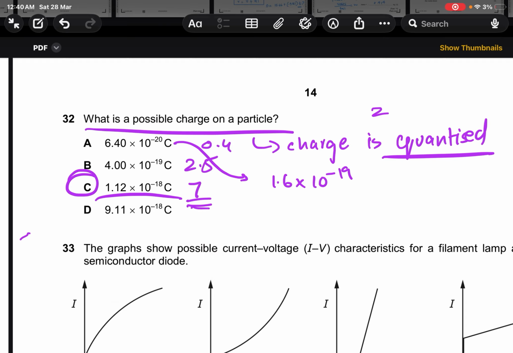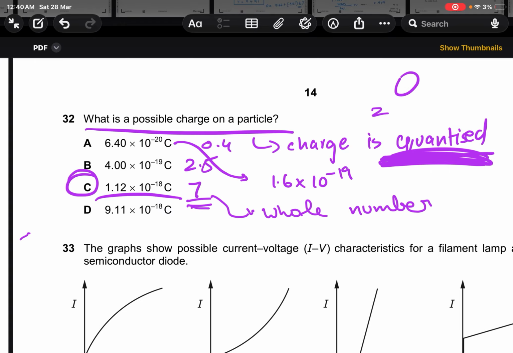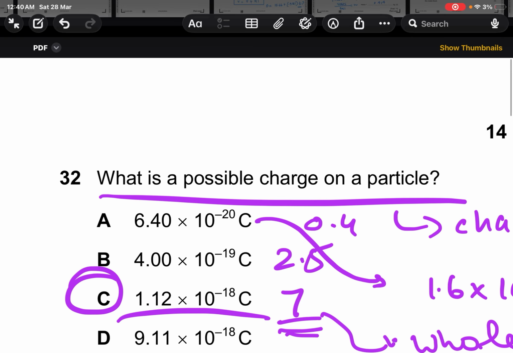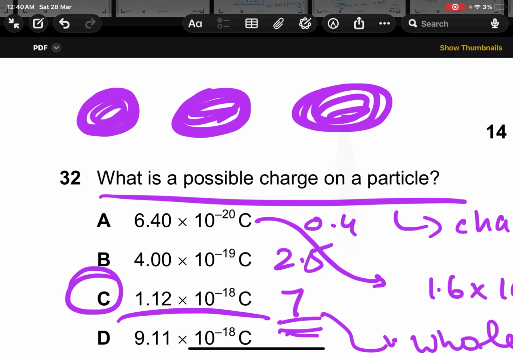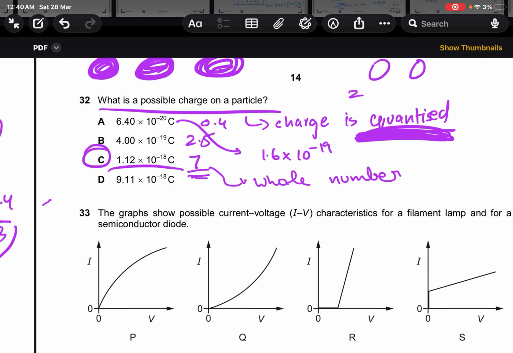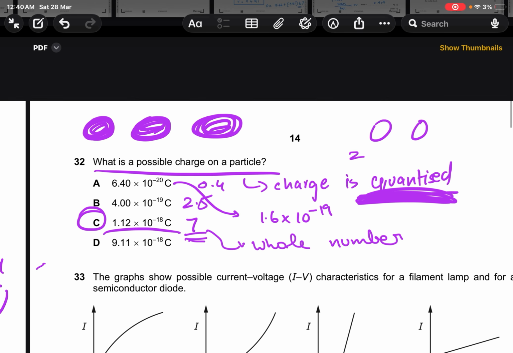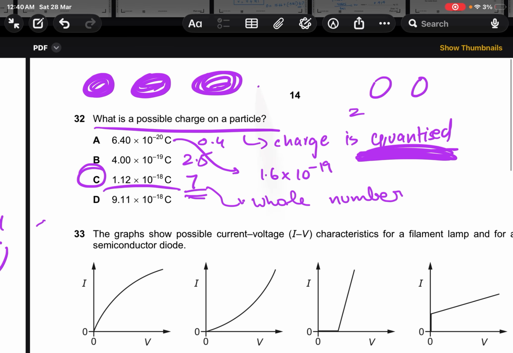I was looking for an answer in whole number because charge is quantized. That means it cannot be in decimals. It comes in fixed packets. Like if you're buying oranges, you cannot get a half orange. Either you can get 1 orange or 2 oranges or 3 oranges. That's how you get charge, in packets. You cannot get 3 oranges and 1 scoop of an orange. You get full oranges. That's how you get full charges in packet form. So that's why the answer of a charge should come in a whole number.